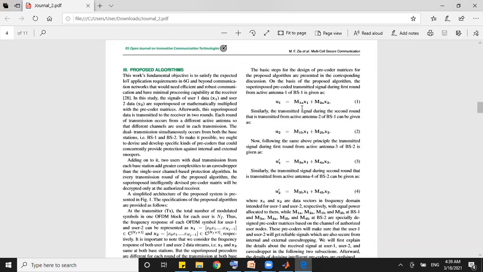The transmitted data from antenna 1, antenna 2, antenna 3, and antenna 4, as illustrated in the system model, are given as follows. For the transmitted signal from antenna 1, the data streams x1 and x2 are superimposed with the precoder matrices M1A, M2A, and then sent via dual transmission for base station 1, and similarly for base station 2.